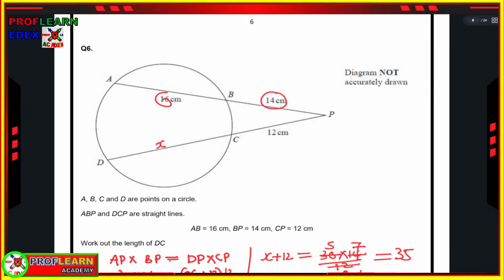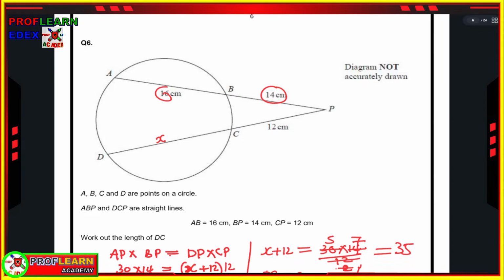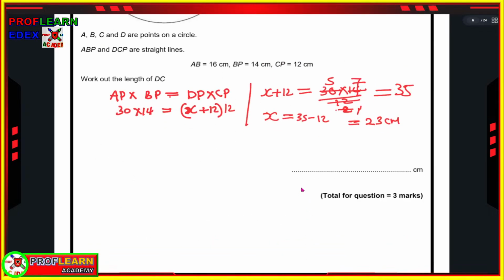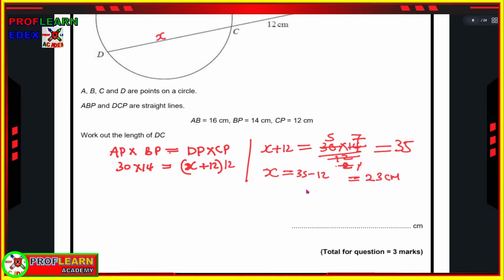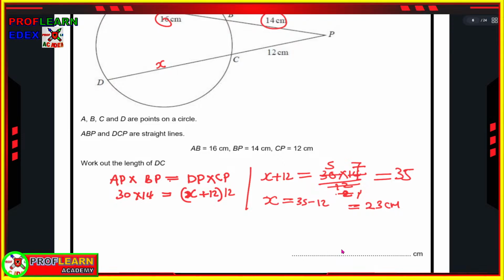So we can say x is equal to 35 minus 12, and if you work it out, you're going to get your answer as 23 centimeters as x. Which means that our DC is 23. DC is 23 at that given point.